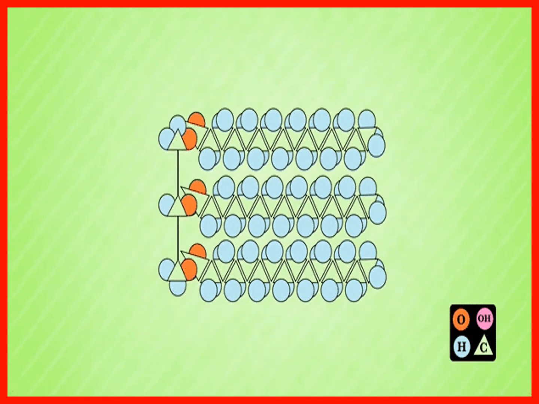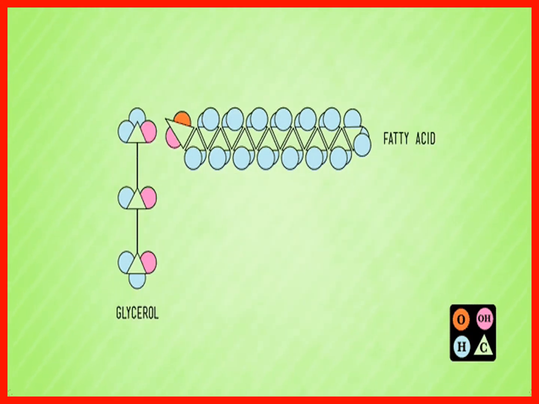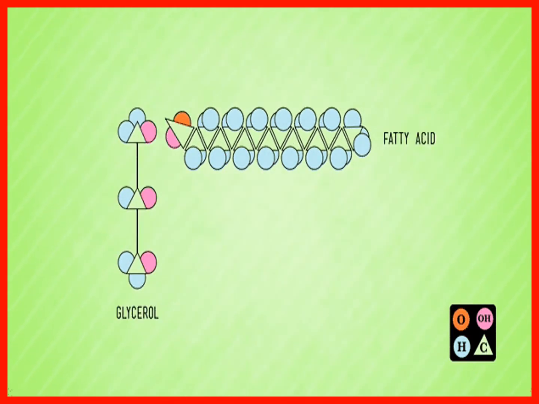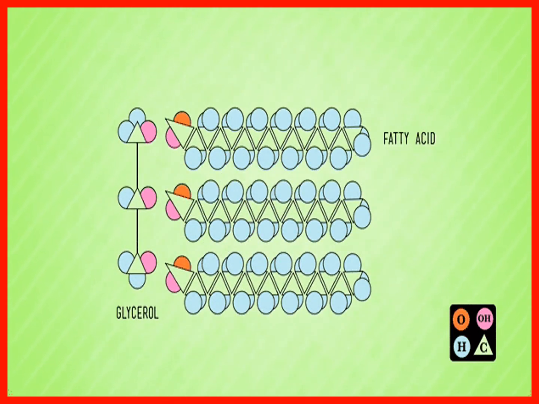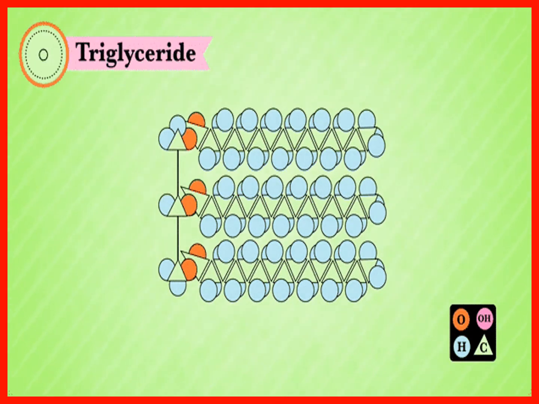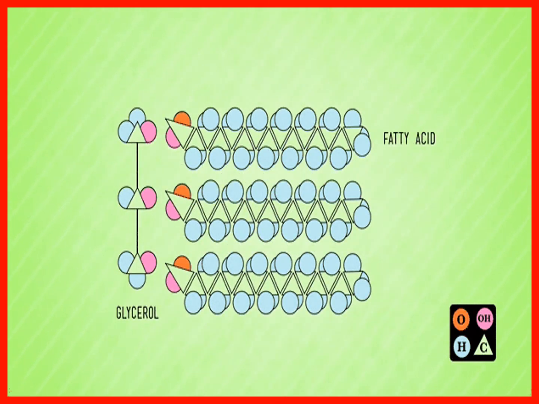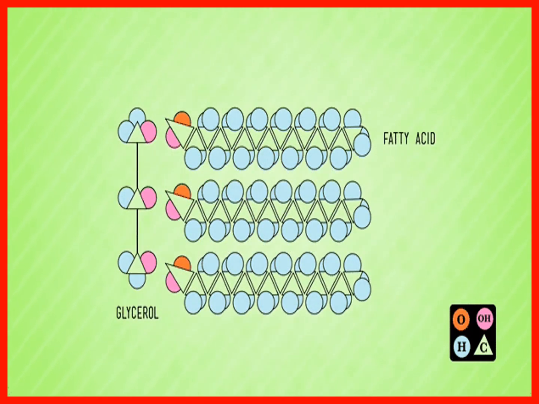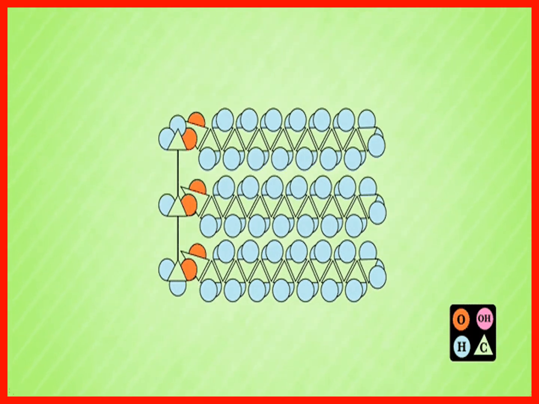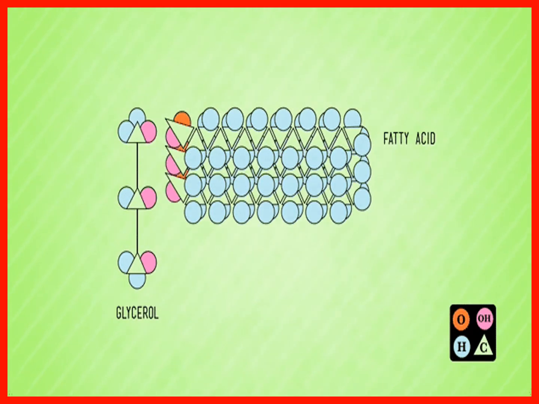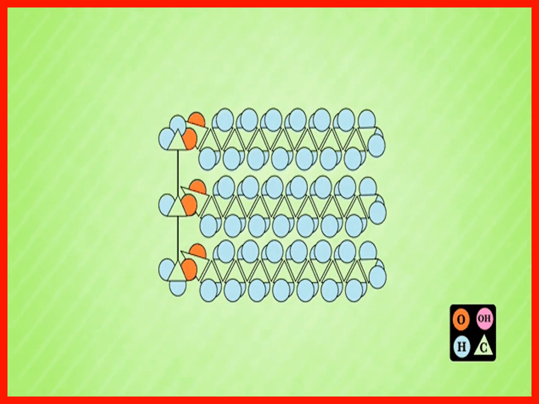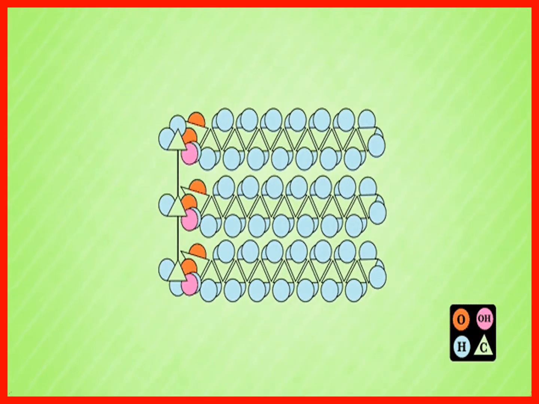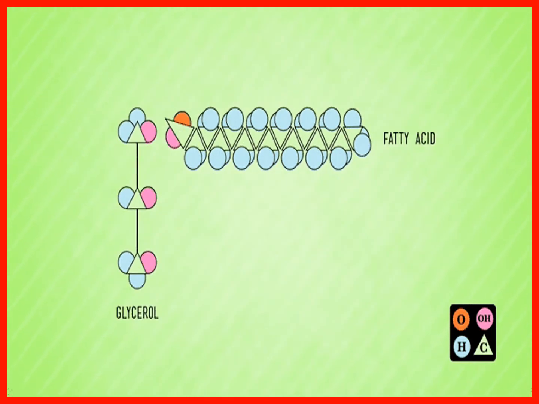So here's an example of a triglyceride being made. You can see it's made of one glycerol and three fatty acids, and it happens between the hydroxyl group of the glycerol and the carboxyl group of the fatty acid to form an ester bond, and because there are three fatty acids, there are three ester bonds formed here. Three water molecules are also made because this is a condensation reaction.